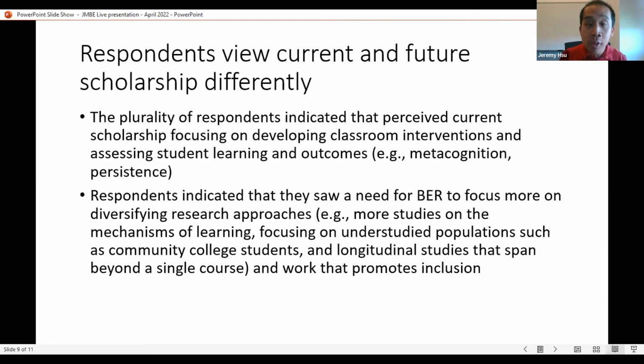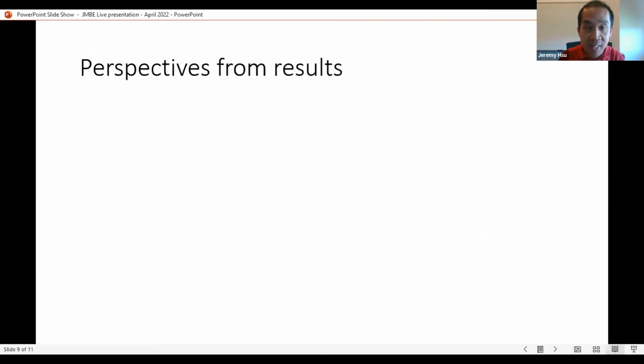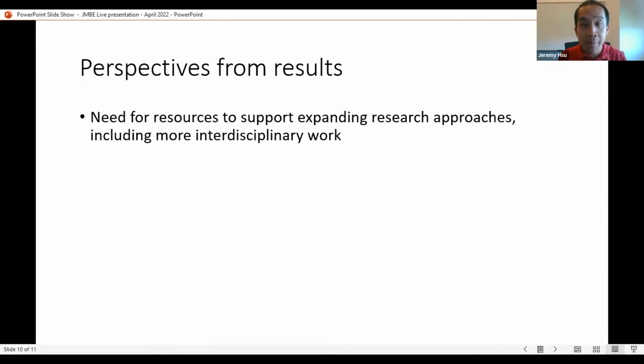And finally, participants saw a need to pursue more work that would promote greater inclusivity in the classroom and outside the classroom for students in biology classes. And so based off these findings, based off comparing what respondents perceived as current work versus what they perceived as where we need to go in the future, we were able to come up with some suggestions for us as a community to really think about in terms of how we move forward.